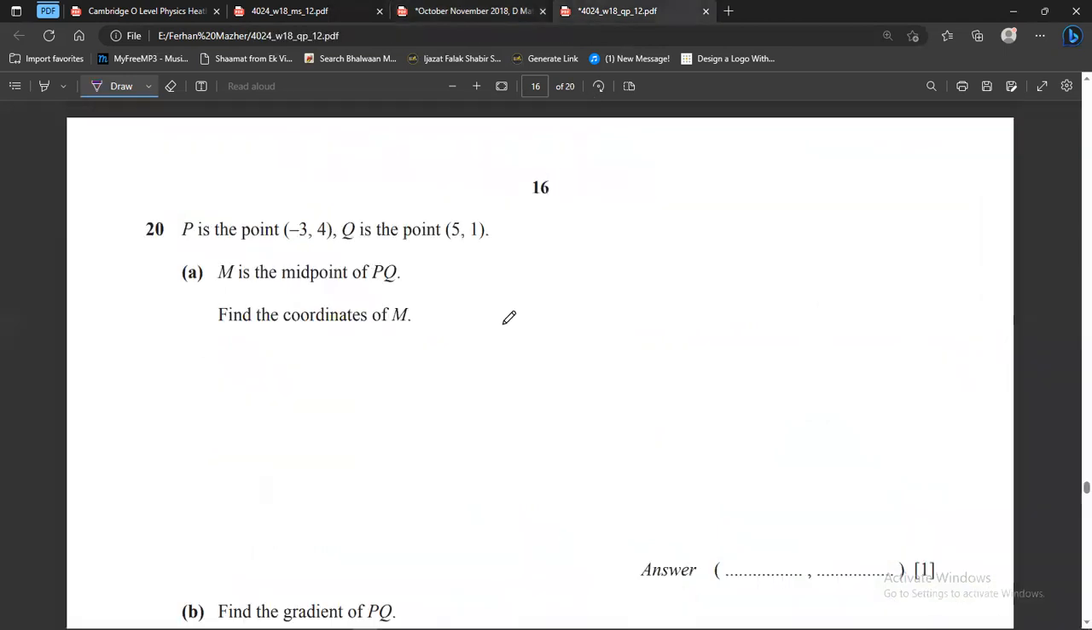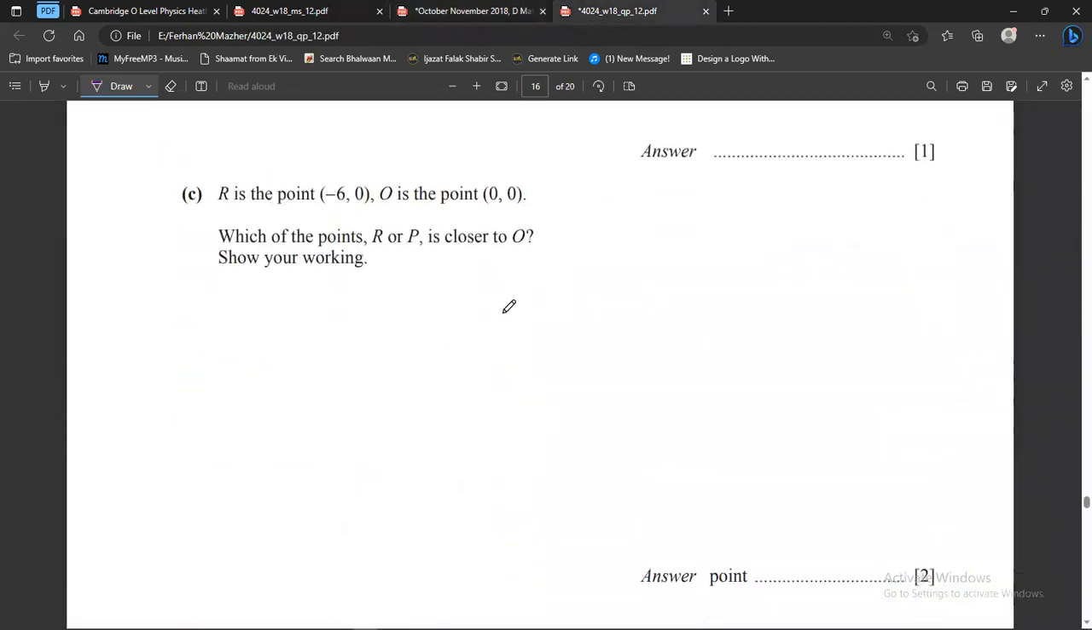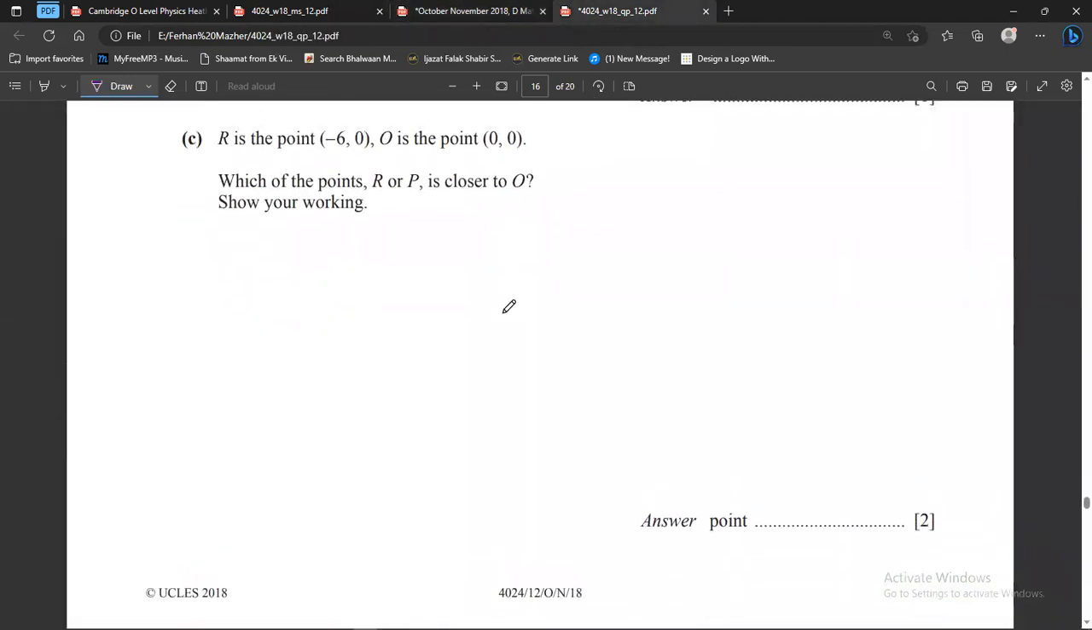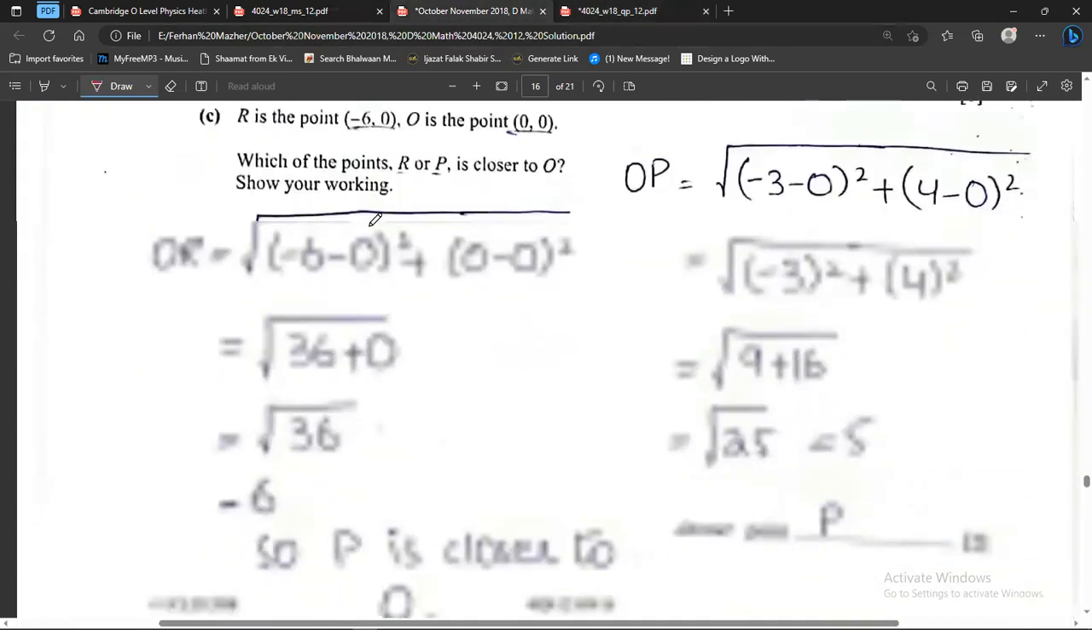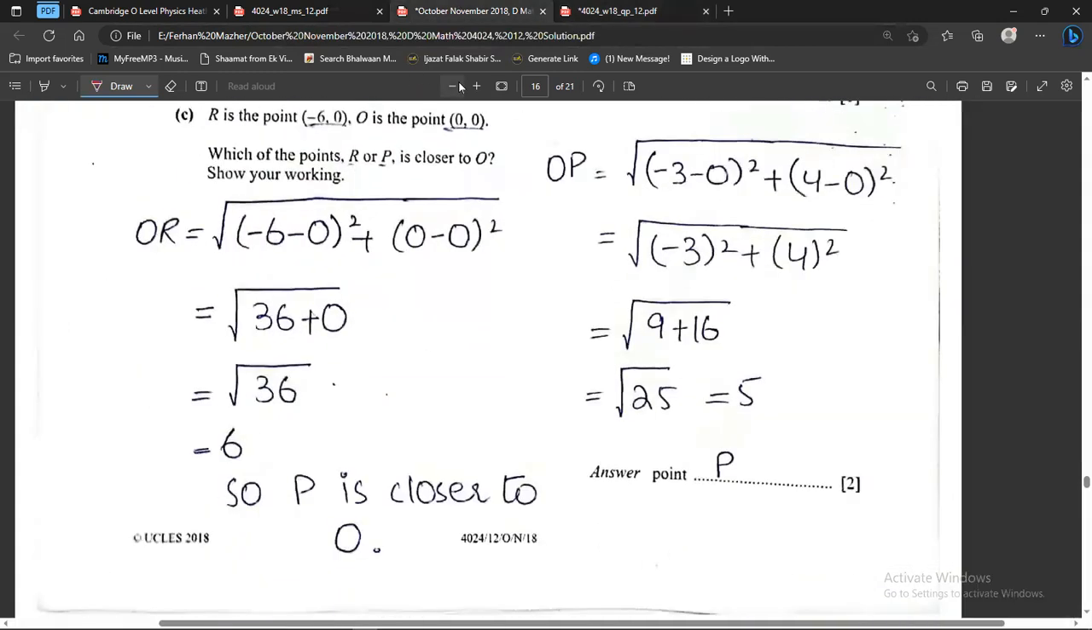This is the solution. So question number 20 and its C part, he says R is the point -6, 0. O is the point 0, 0. Which of the points R or P is closer to O? Show your working. So I will find out the distance between R and the O and the P and the O. I will try to find out the distance OR, and the distance OP.